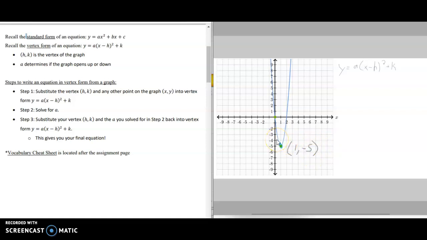Then you need one other point on your graph. You can use any point that you want. I'm going to use this point right here because it's given to me. I know it's exactly at that location. This is at 0, 0.